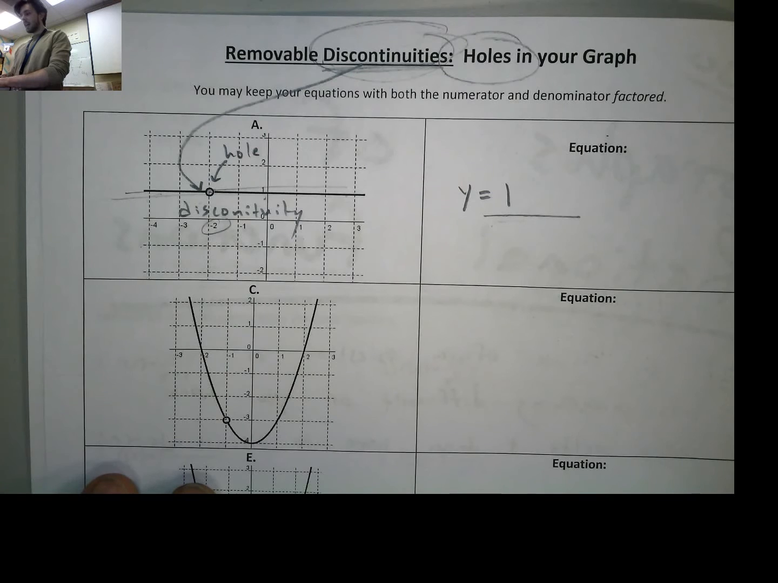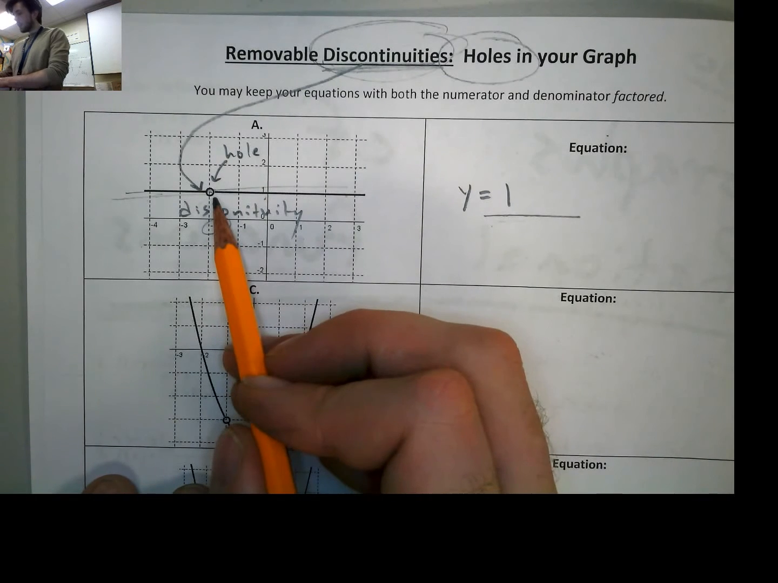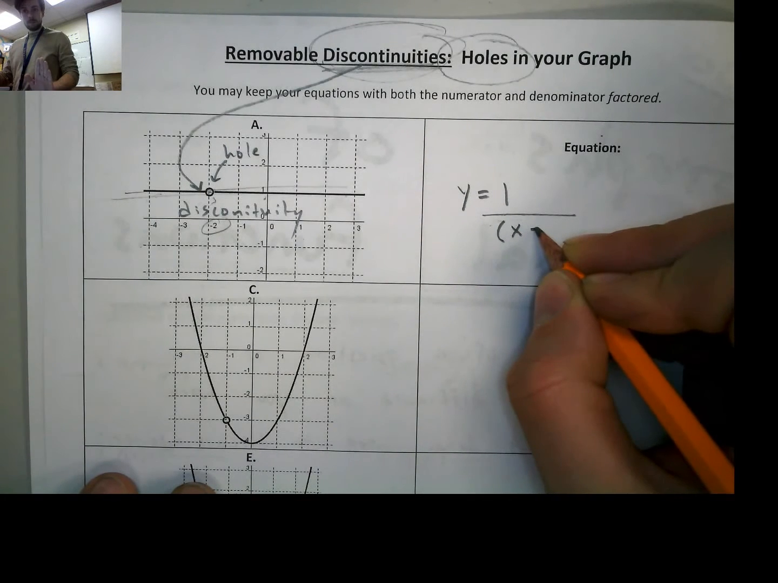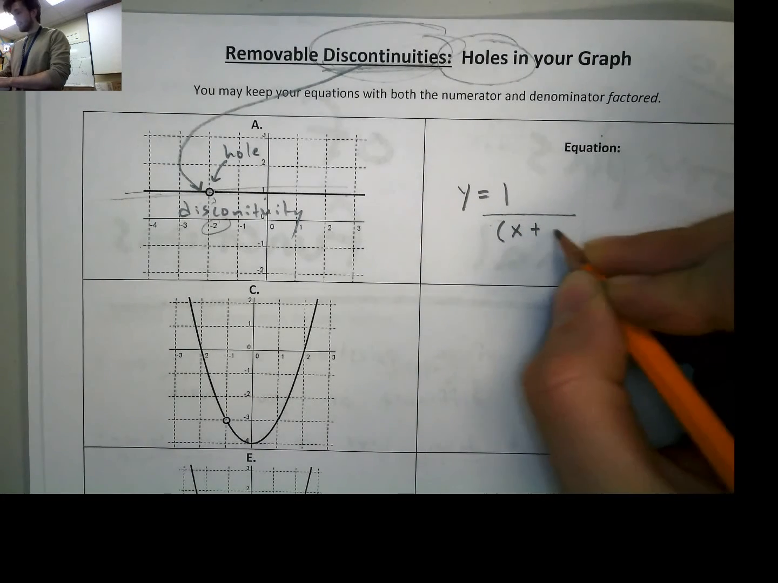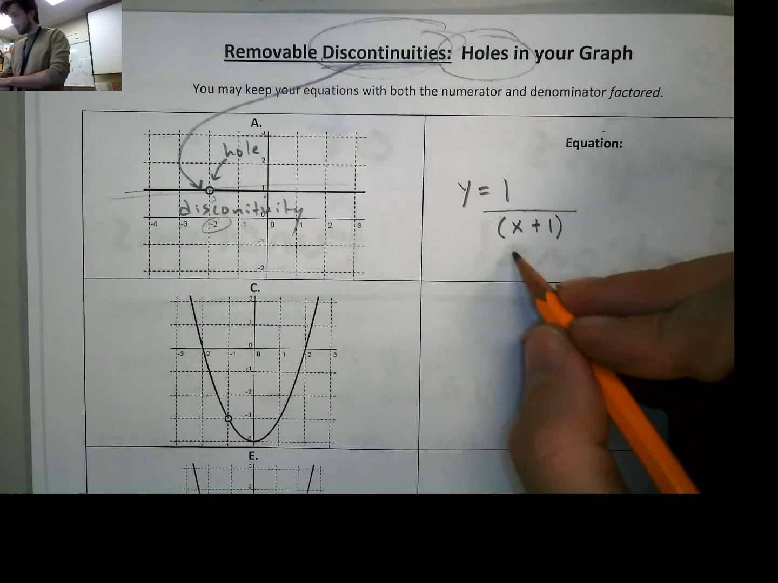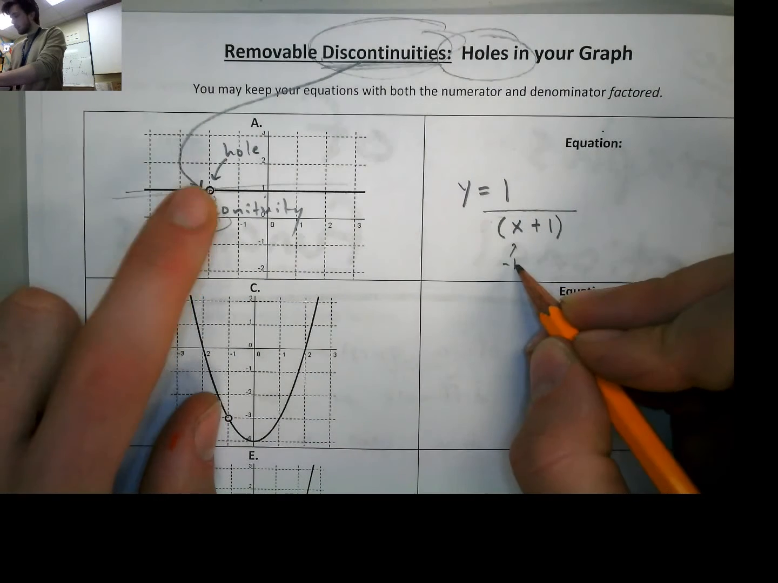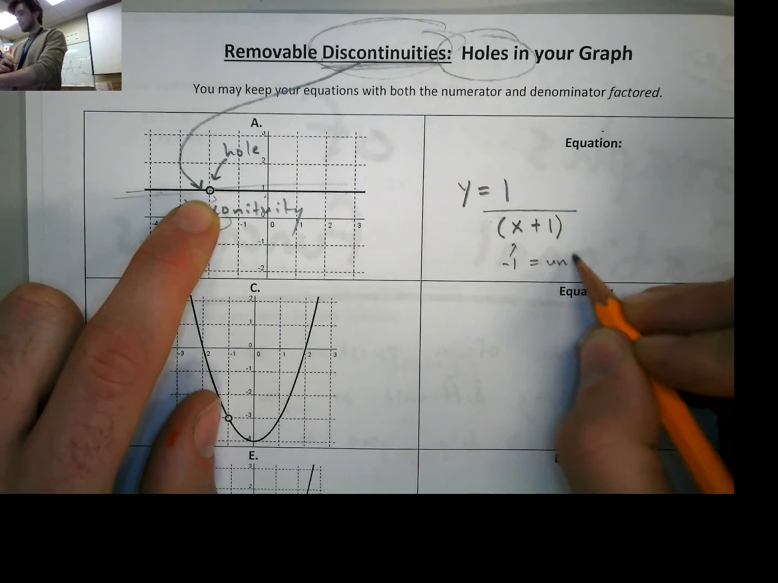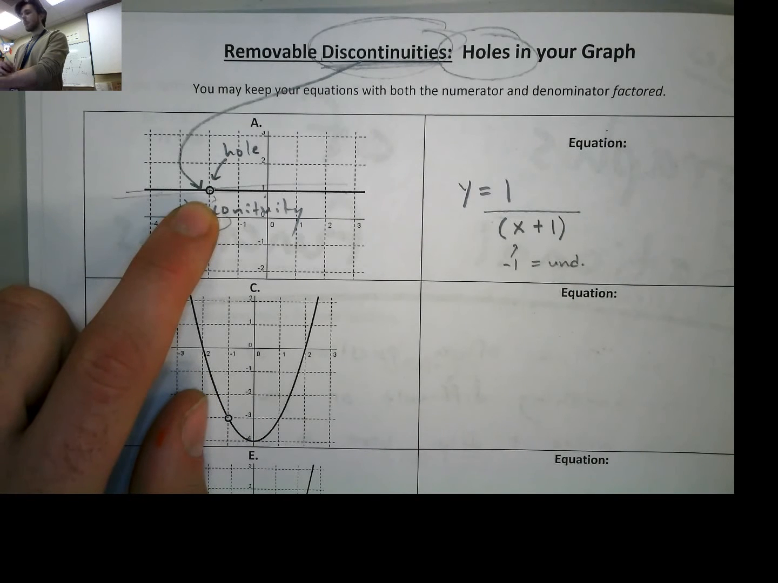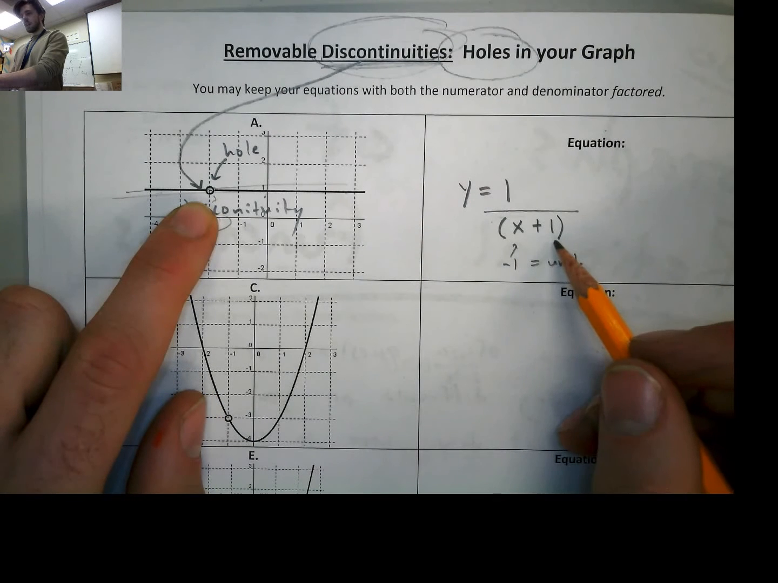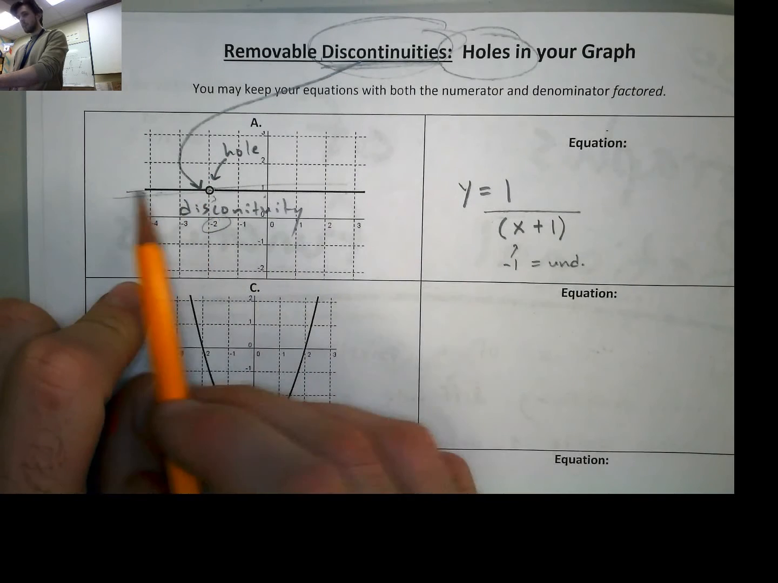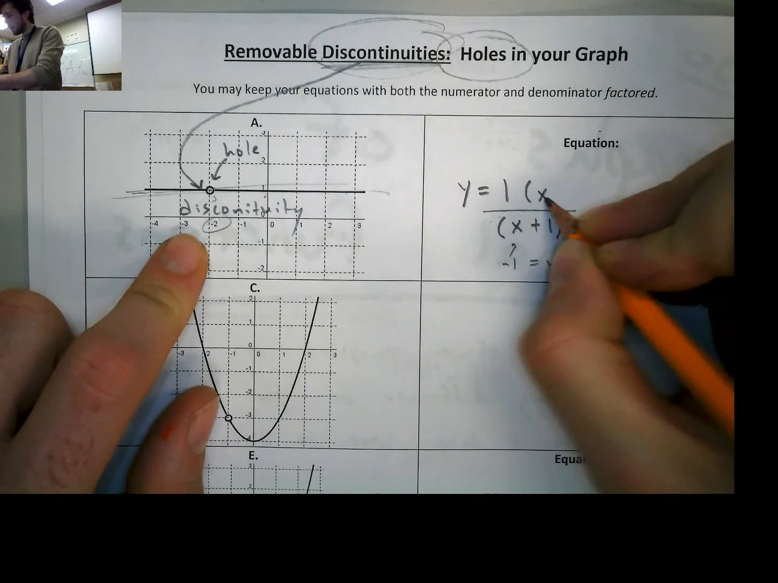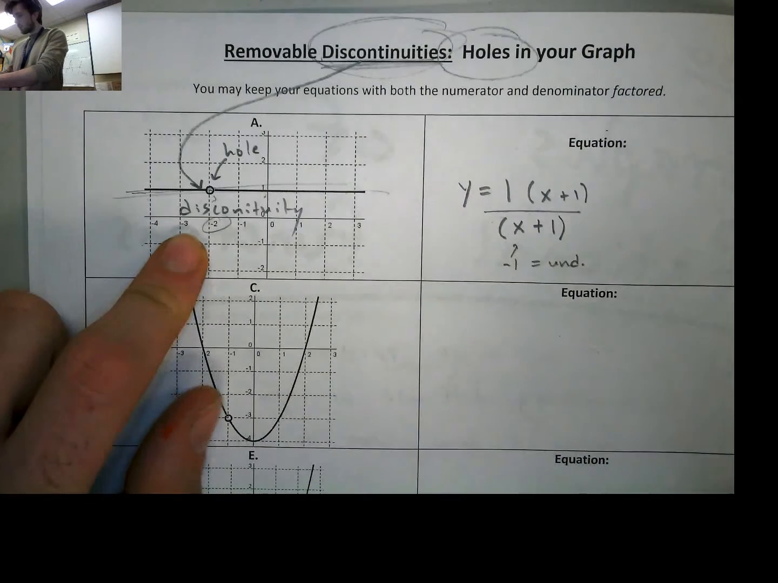Let's put something under a fraction that would make it undefined at that value. I think if we put an x plus 1. If we put a -1 in there, right where the hole is, if we put a -1 right there, that would become undefined. Now we can't just put it on the bottom. That's ridiculous. We still have to have this shape of a graph, right? Equal to 1. So top and bottom.